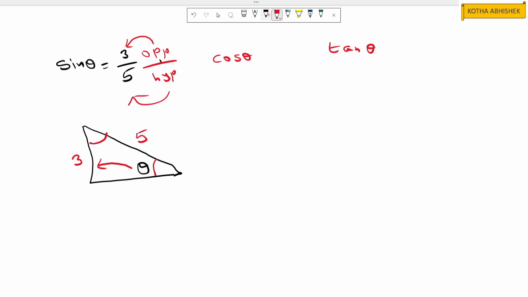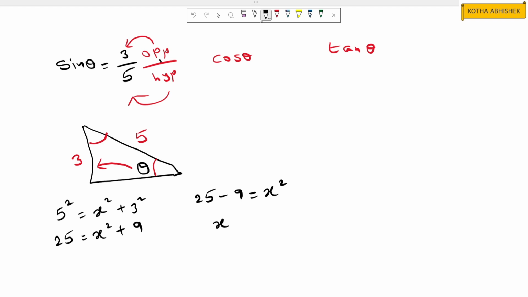So, let us find out the third side first with the help of the Pythagoras theorem. What does the Pythagoras theorem say? Hypotenuse square equals base square plus height square. Here hypotenuse is 5, so 5 square. Base is not given, so I am taking some variable x, so x square plus 3 square as it is. 5 square is 25, which equals x square plus 3 square, which is 9. Taking 9 to the left side, it will be 25 minus 9 equals x square. So x square equals 25 minus 9, which is 16.